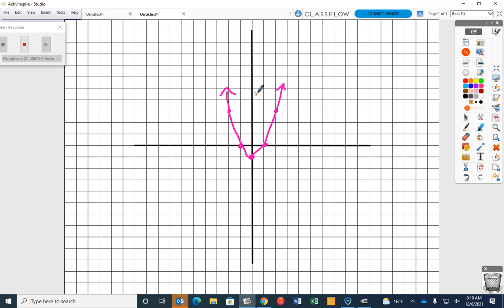Does that make sense, what we did? Okay, when you have a squared x, it's always going to be a parabola. How wide it is depends on the value after the x. Whether it's going upwards depends on whether the value of x is positive or negative.